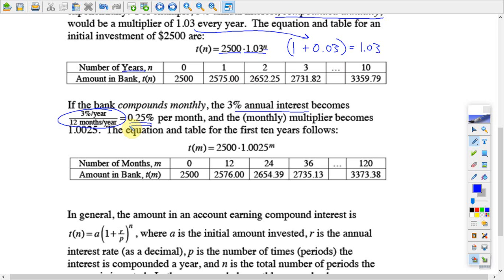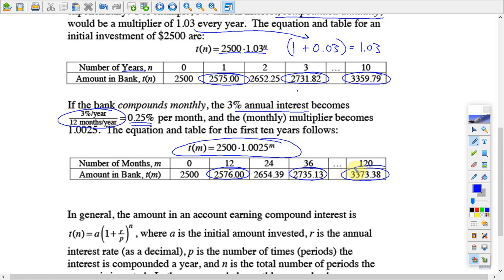So in this case, if we look at the number of months by plugging them into this equation, we'll notice that after 12 months under the original problem, which would be 1 year, we had 2575. Now we have 2576, and this difference is going to grow with time. So by the third year, where we had 2731, now we have 2735, and after 10 years, there's a difference of $15 or so. Okay?